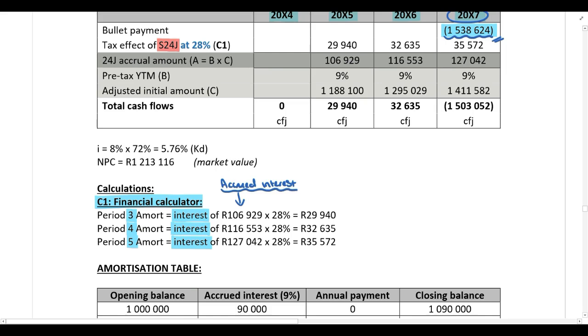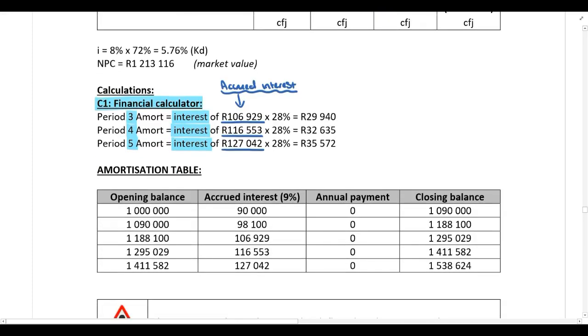So using the amortization function on your financial calculator, get the interest that accrues in period 3, 4, and 5. Now guys, as an alternative, if you don't want to use your financial calculator, you can draw up this amortization table that I've included below, and you can get your accrued interest from this calculation instead. However, I don't recommend drawing up the amortization table.